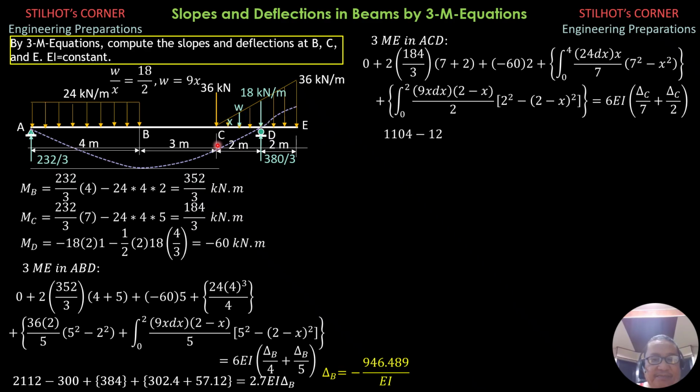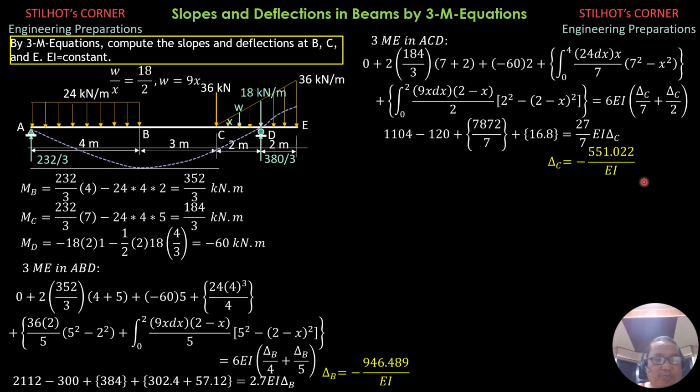So the values: 1104, the next is negative 120, this one is 7872 over 7. So 16.8 equals 27 over 7 EI delta C. Solving for delta C, it is again preceded with the negative sign because it is below. A and D are above the horizontal line through C, or simply C is below the horizontal line AD. So that's why it's negative.